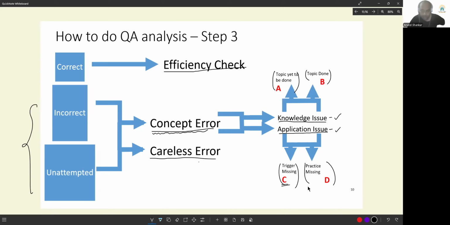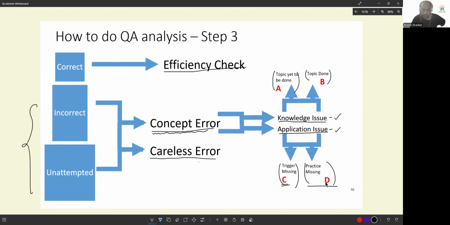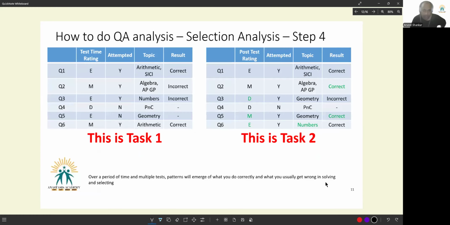Then practice is missing because I haven't solved enough number of questions on this topic, and therefore I'm unable to arrive at the final answer. Trigger is missing, just the first step is missing; practice is missing, I haven't practiced enough. Then, after we've identified this A, B, C, D, we do a step 4. And then you realize test time rating we had already generated earlier. Test time rating, what was easy, what was medium, what was difficult, so on and so forth.